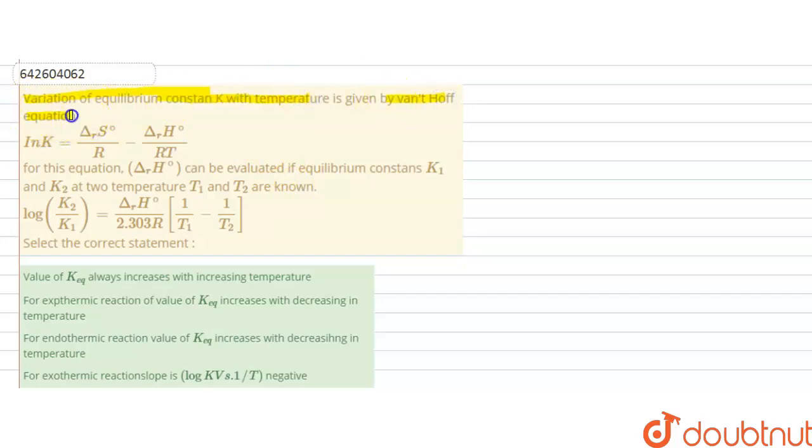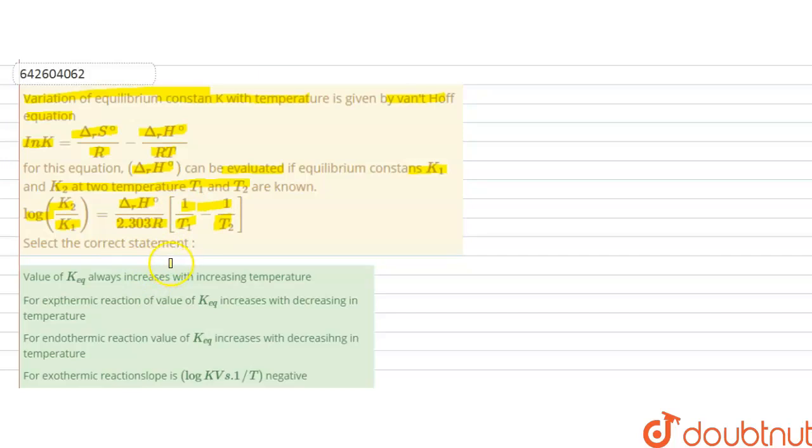Hello students, the question is: variation of the equilibrium constant K with temperature is given by the Van't Hoff equation, that is ln K equals ΔrS° by R minus ΔrH° by RT. From this equation, ΔrH° can be evaluated if equilibrium constants K1 and K2 are known at two temperatures. So this is the Van't Hoff equation, that is log K2 by K1 equals ΔrH° upon 2.303 R into (1 upon T1 minus 1 by T2). So select the correct statement.